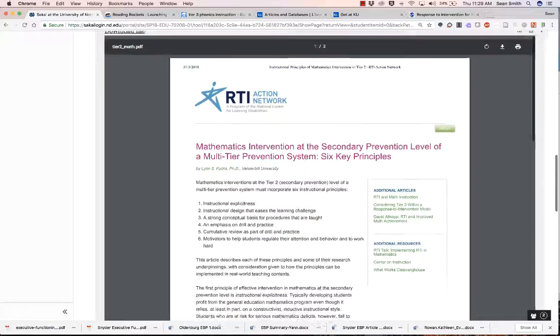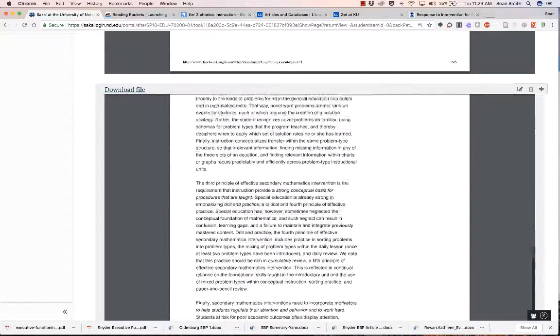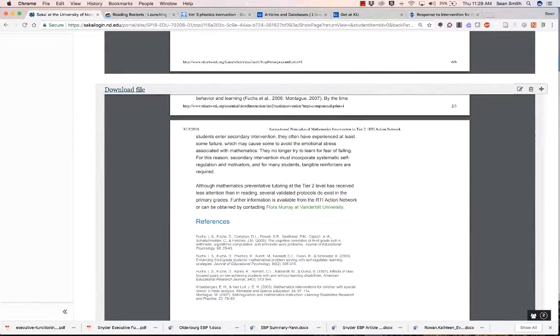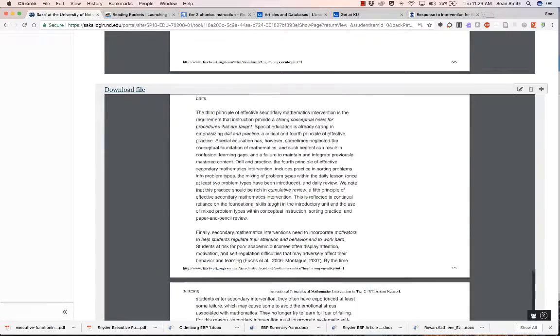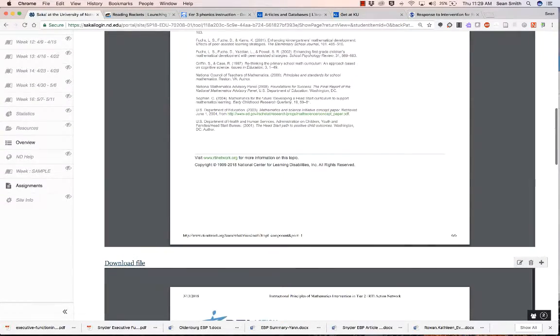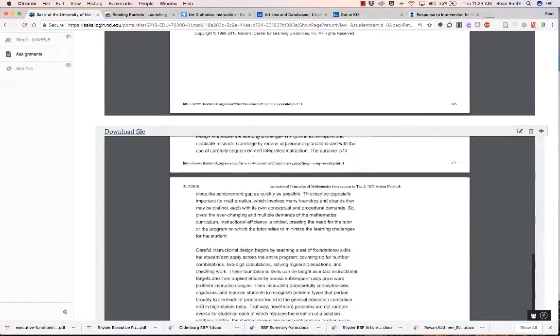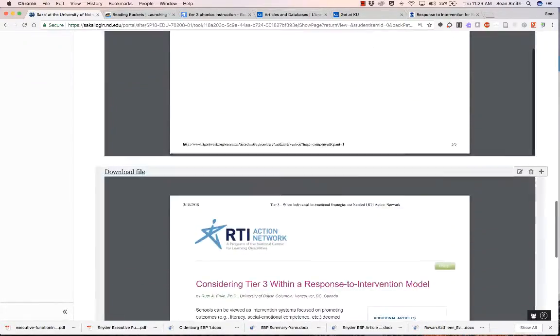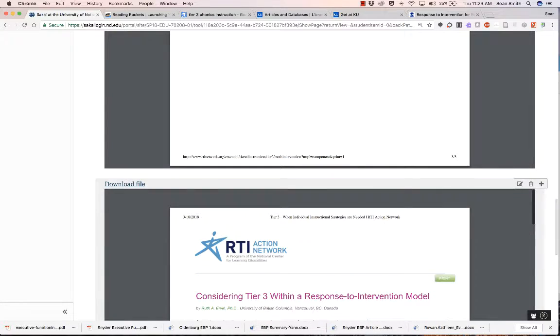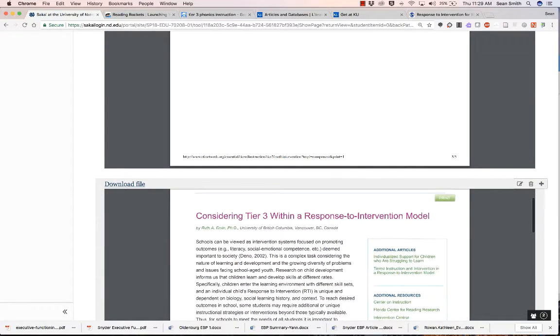The second one is really a 2.5 pager. There's 1, there's 2, and then a half page, if even a half page, and then some references. Again, it's specifically tier intervention, this one in respect to tier 2. And then finally, this third one is a tier 3, of course.